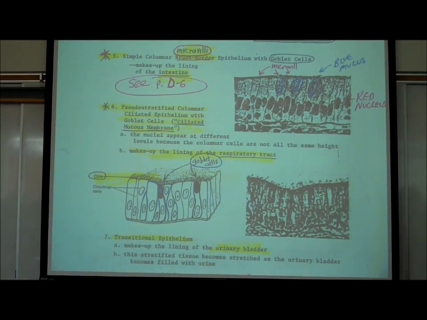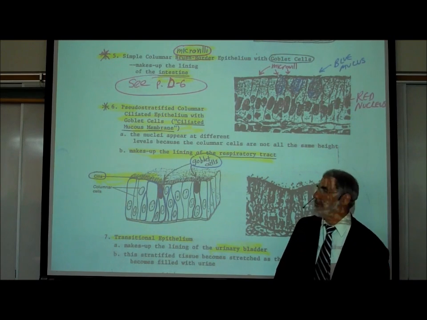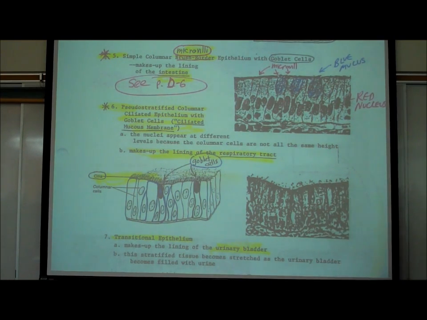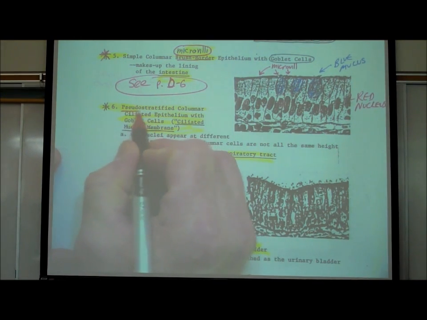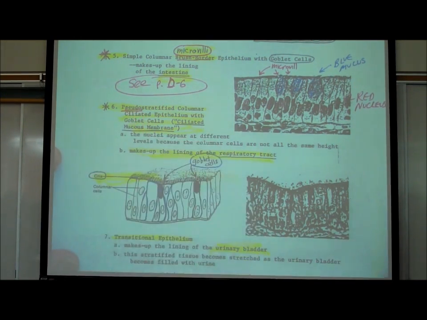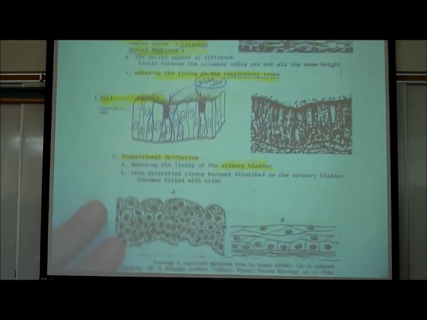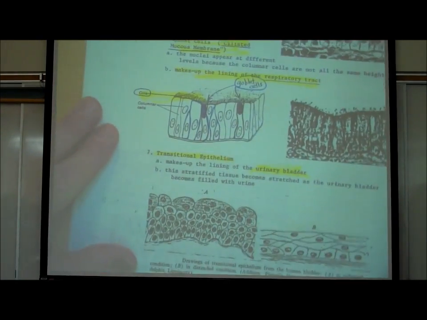Number 6 on page D5. Page D5, pseudo-stratified columnar ciliated epithelium with goblet cells. Now, what's pseudo mean? Fake. False. So why is it said to be pseudo-stratified? And the answer is shown right here.